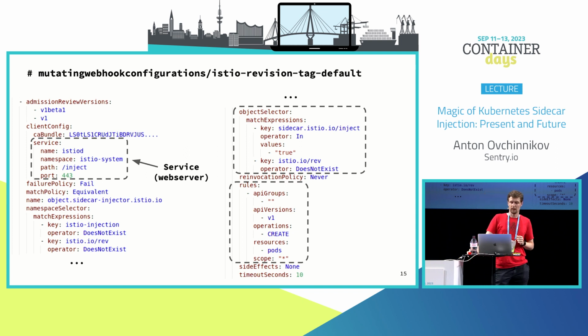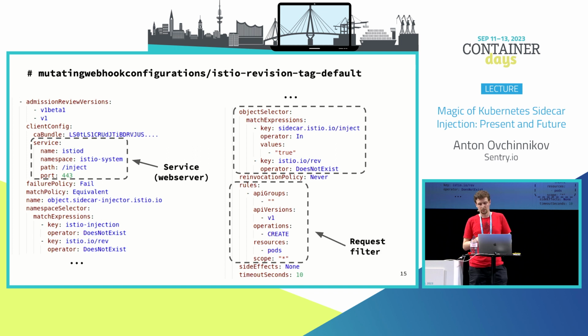Actually, it doesn't have to be a service. It can just be like a URL, an external URL. But in this case, it's a service inside our cluster. And we specify the name, namespace, and path, the HTTP URL where requests, for example pod creation requests, will be sent to. The second part is the request filter. In this case, we only care about pod creation requests, and this is where we specify this.